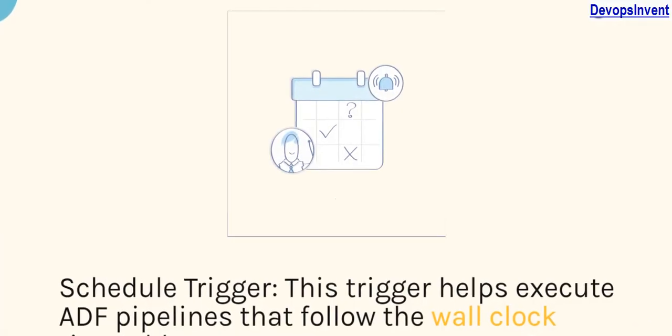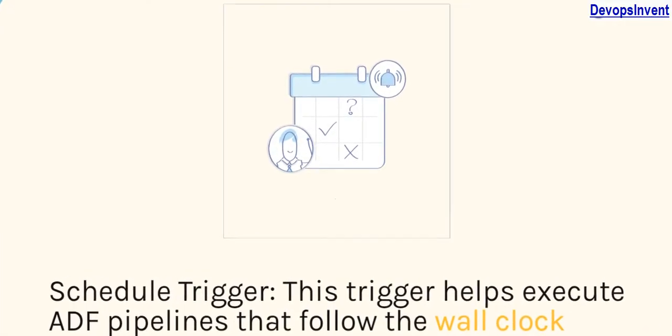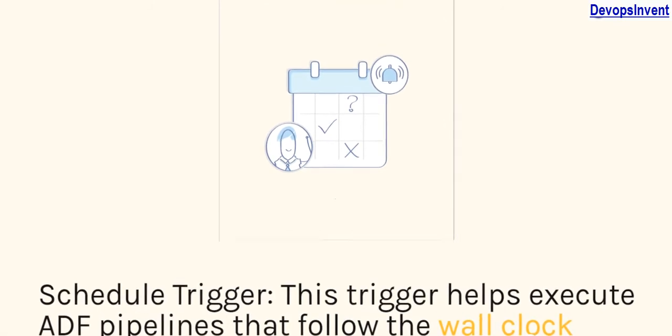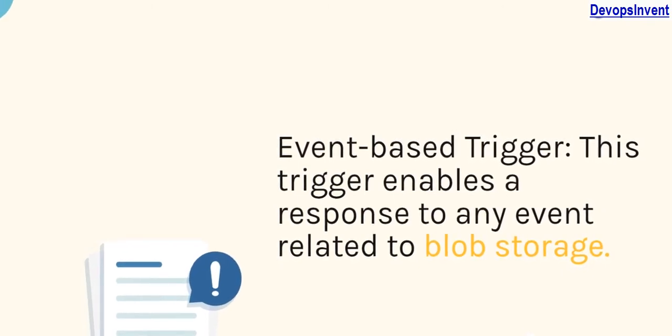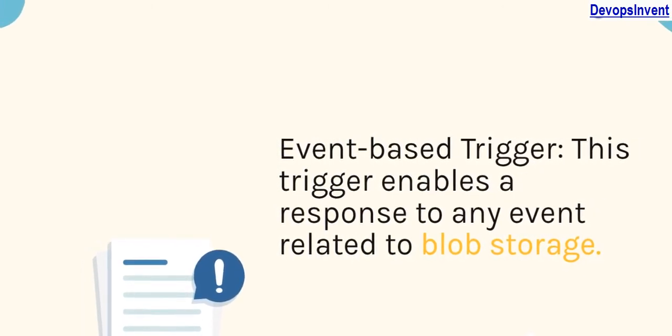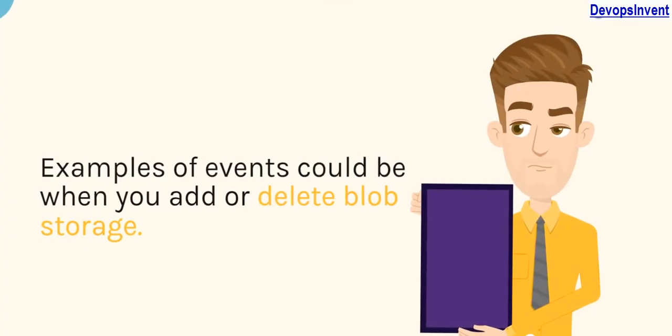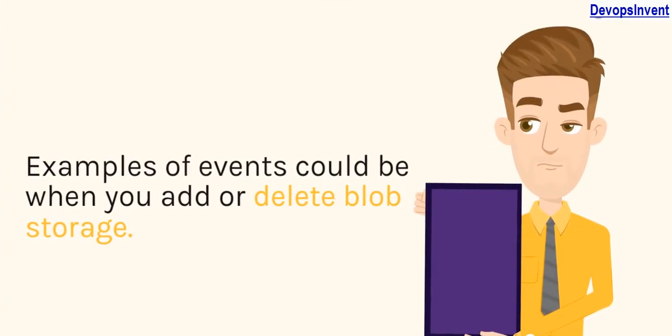Schedule trigger. This trigger helps execute ADF pipelines that follow the wall clock timetable. Event-based trigger. This trigger enables a response to any event related to blob storage. Examples of events could be when you add or delete blob storage.